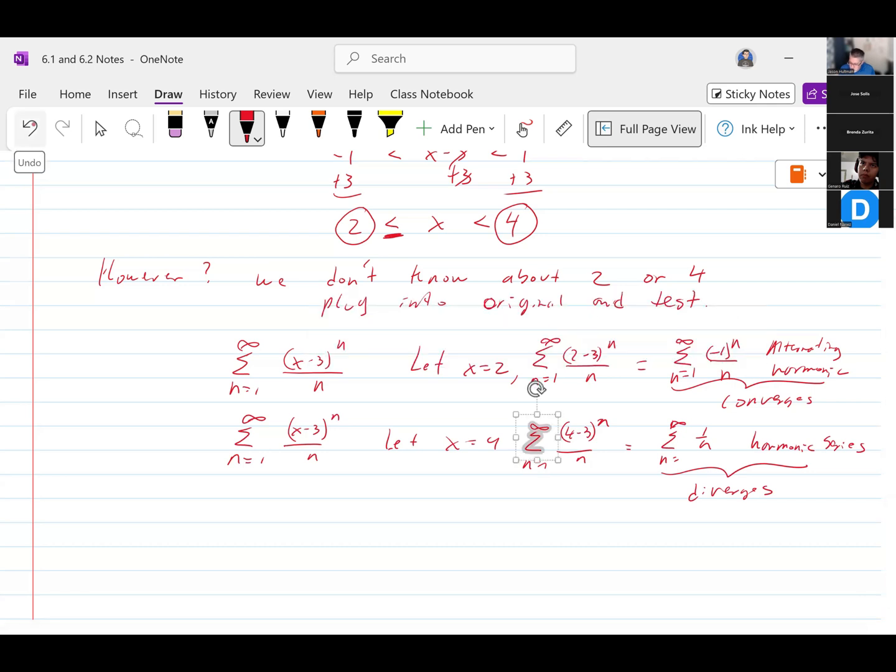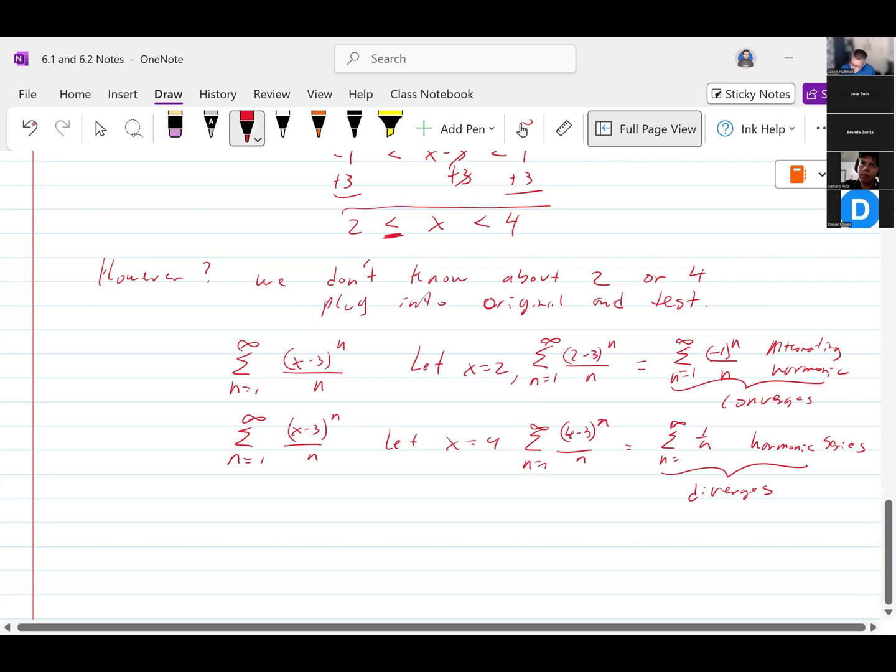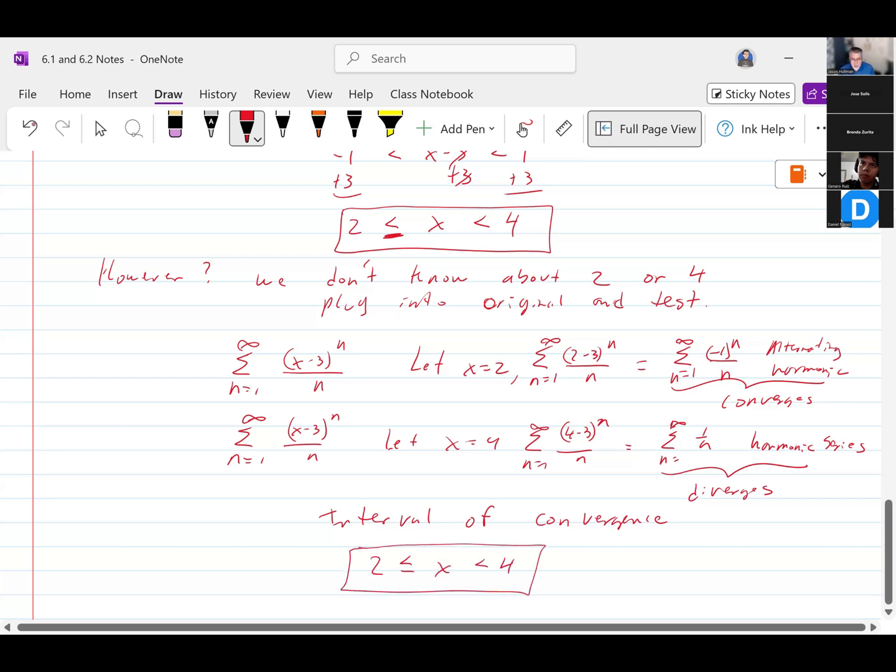So 4 is not a part, so we don't put an or equal to. It's just a strict inequality. And so my interval of convergence goes from 2 included to 4, but 4 is excluded. If I get values of x between 2 and 4, then I know that this series converges. Otherwise, it diverges.